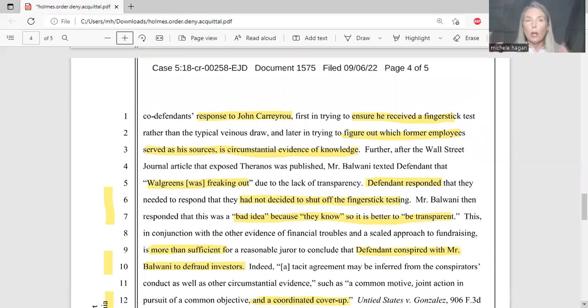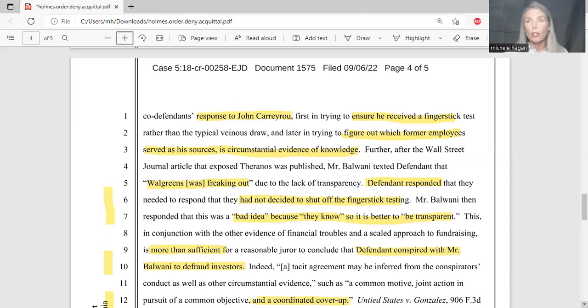And then also the incident with John Carreyrou, the Wall Street Journal reporter at that time, the one who blew the whistle on Theranos, about how he was coming to get a finger stick to get a test to try out the technology, right? And so here's some information that the judge relied upon in his order here, that they were trying to ensure he received a finger stick test rather than a venous draw. And they were trying to figure out which former employees served as sources. Remember the whistleblowers? I did a video on that too. How Holmes and Balwani were trying to figure out who the whistleblowers were.